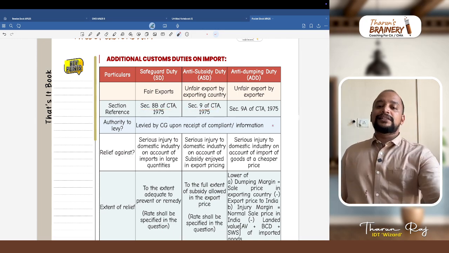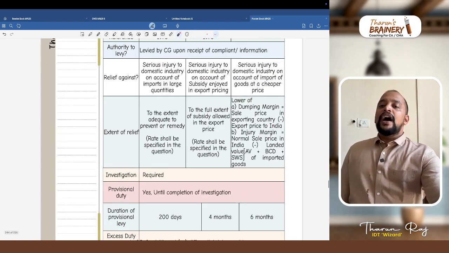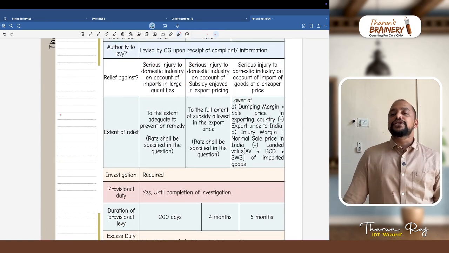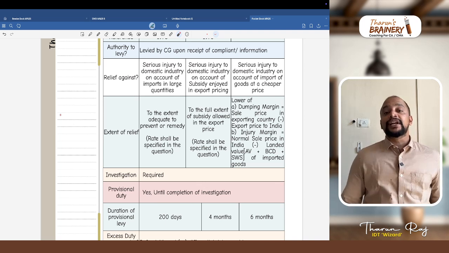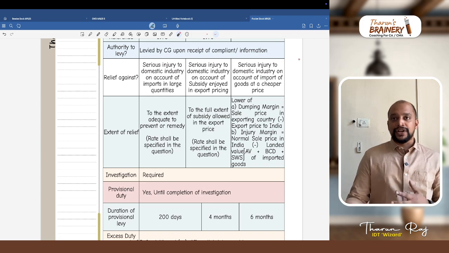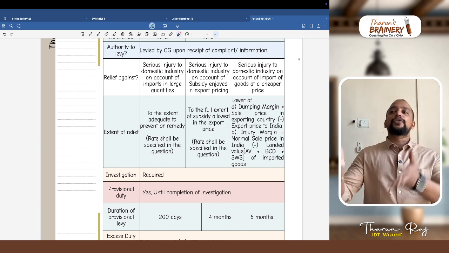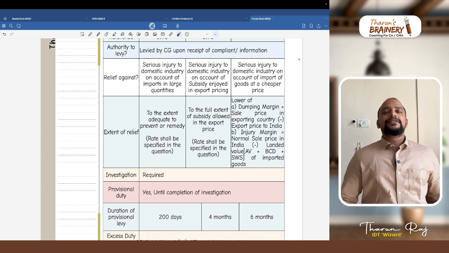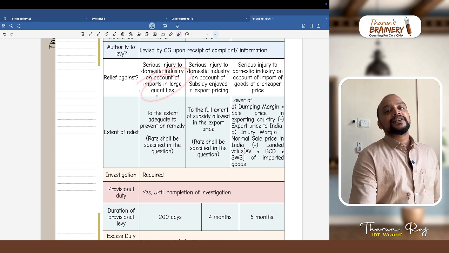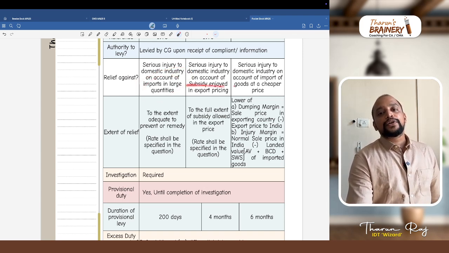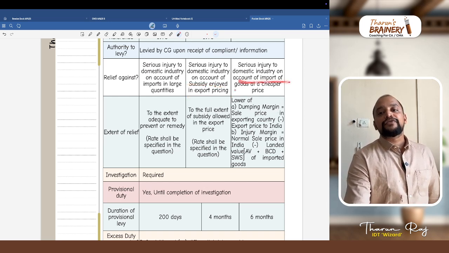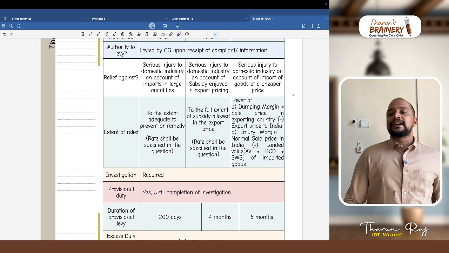Authority to levy. All these three are levied by central government upon receipt of complaint or information. And relief against serious injury to domestic industry on account of imports in large quantities. All these three are leading to serious injury. So serious injury, whenever it happens, then only it will come. Serious injury to whom? Serious injury to the domestic industry. On account of what? Large quantities means this safeguard duty. On account of subsidy enjoyed in export pricing, anti-subsidy duty. On account of import of goods at a cheaper rate, then anti-dumping duty.